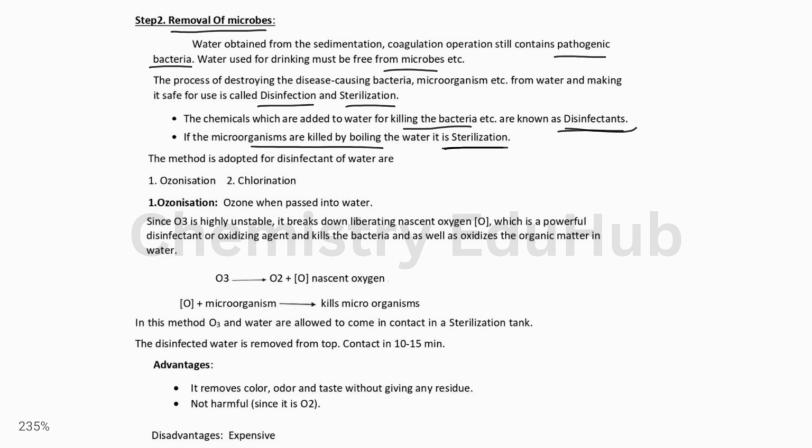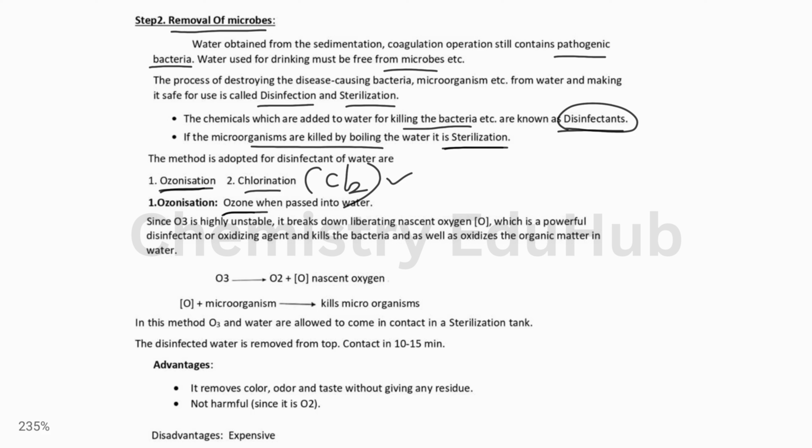So for the disinfectant step, we can either use ozonization or chlorination. Chlorination is the treatment with chlorine and ozonization is the treatment with ozone. Among these two, chlorination is the cheapest and most affordable method, and ozonization is the expensive method, but it is also equally useful. Now what is ozonization? When the water is passed into ozone, then the water gets ozonized.